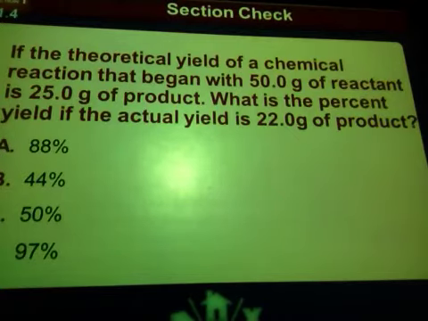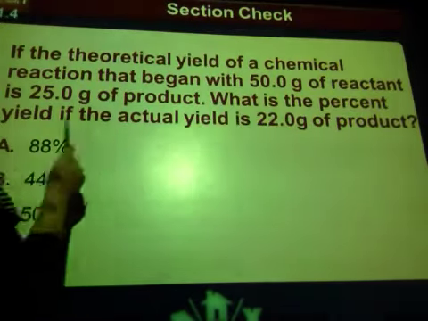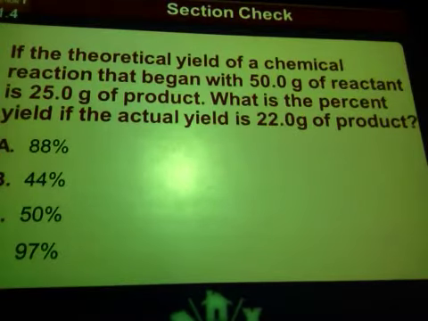So according to that last slide, my formula is actual divided by theoretical times 100. So my actual is 22, my theoretical is 25. So 22 divided by 25 and then times 100 should give you 88%. So we should get A.